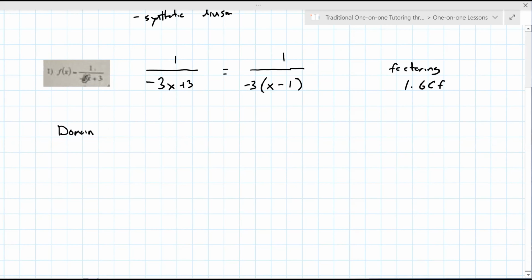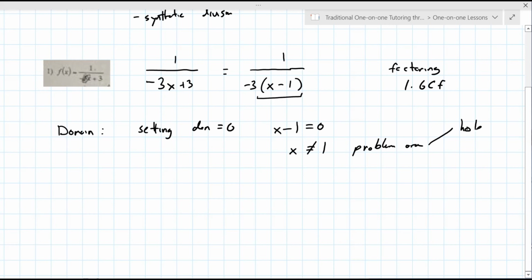That's actually the best place to start. So the domain is setting the denominator equal to 0. Specifically, it's any term that's got an x in it. You don't have to set the minus 3 equal to 0. It's just x minus 1 equals 0, and that tells you what x cannot be. x cannot be 1. So this is a problem area, and there are 2 possibilities. It could be a hole, or it could be a vertical asymptote. Do you know which it is in this particular problem?